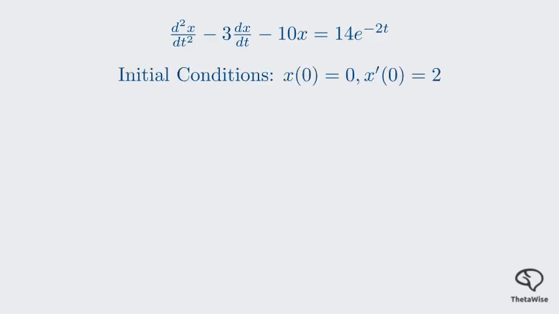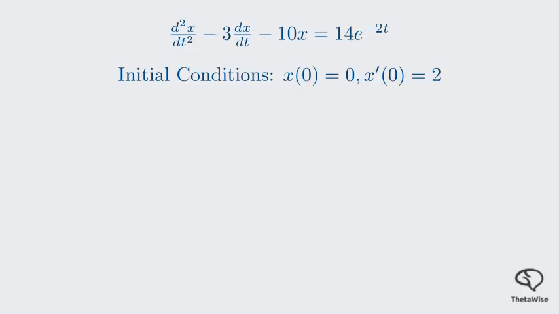Let's work through our third example, 429. This is a particular solution problem, which means we'll have initial conditions that allow us to find the specific values of our constants A and B. We need to find the particular solution of the second derivative of x with respect to t minus 3 times the first derivative of x minus 10x equals 14e to the negative 2t. The initial conditions are x equals 0 and dx/dt equals 2 when t equals 0. Notice the variables have changed from x and y to t and x, but the method is identical.